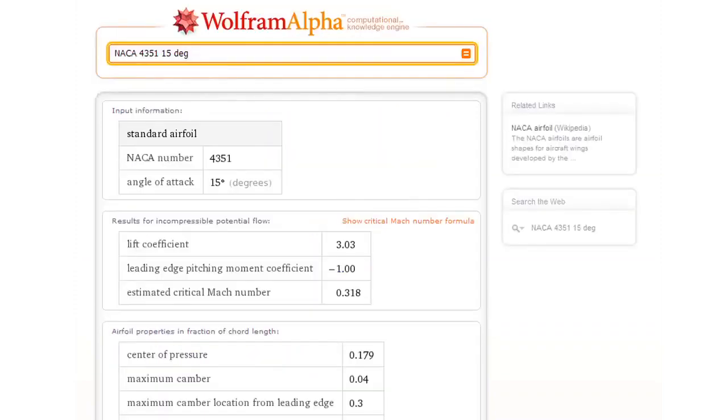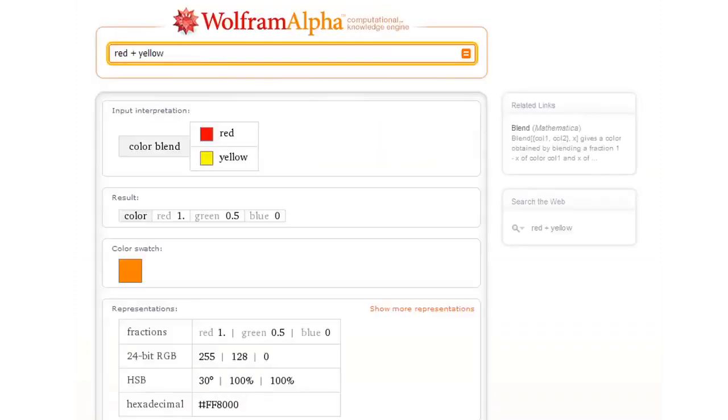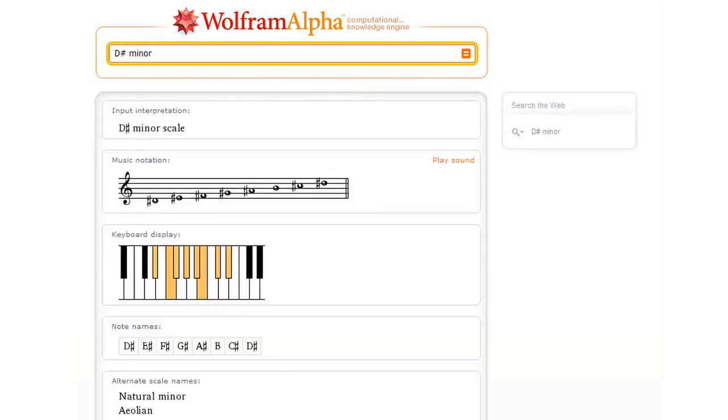How about a computation involving colors? Let's say we ask Wolfram Alpha what's red plus yellow. So Wolfram Alpha will tell us that the blend is orange. Or another computation. Let's ask about D sharp minor. We can go ahead and ask Wolfram Alpha to play that scale.